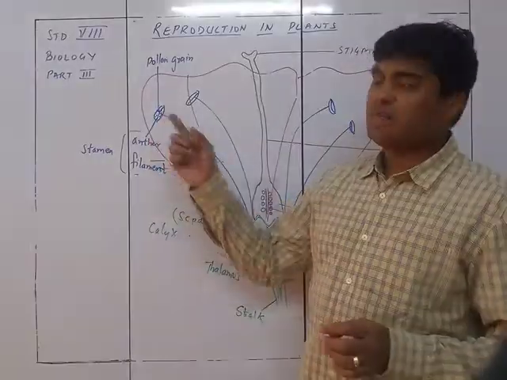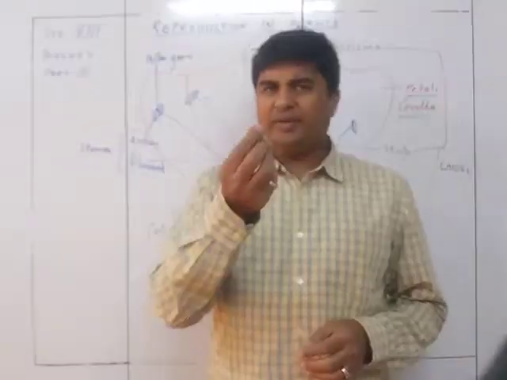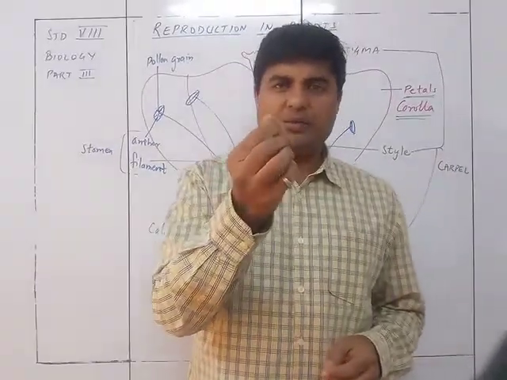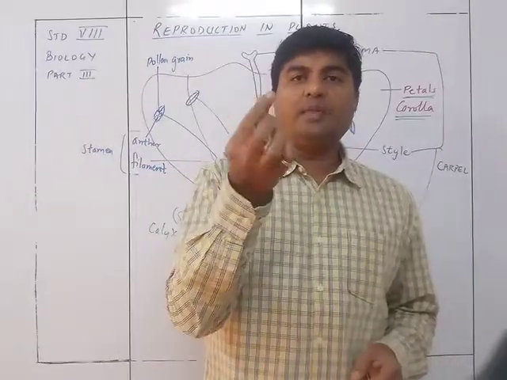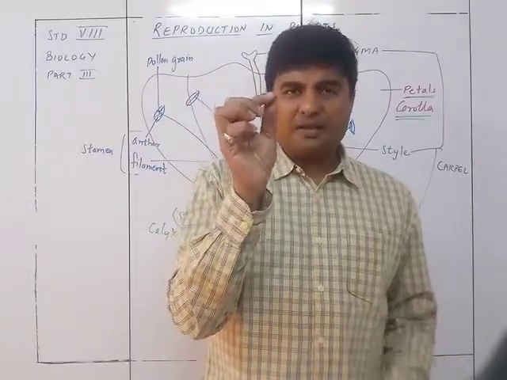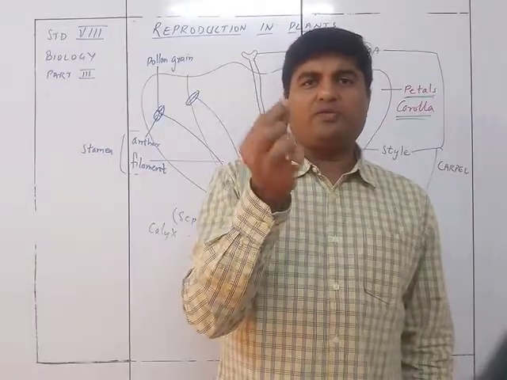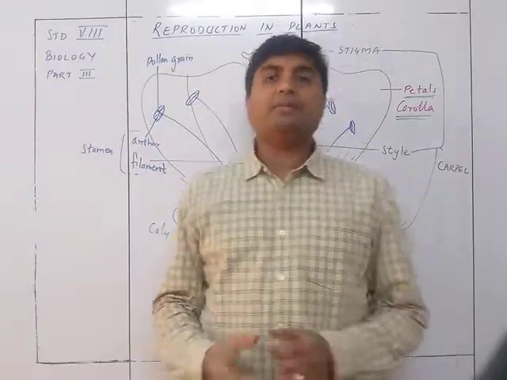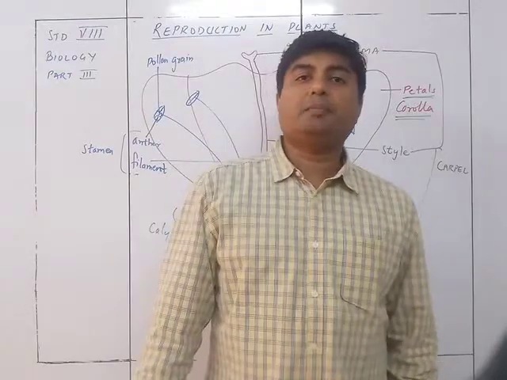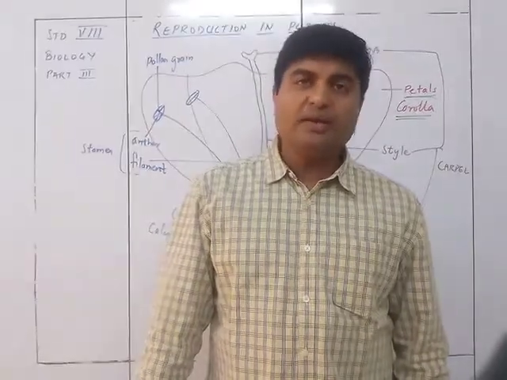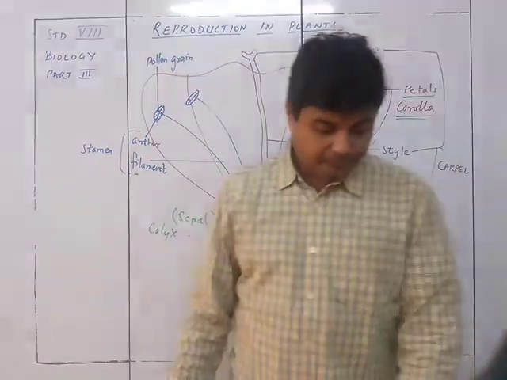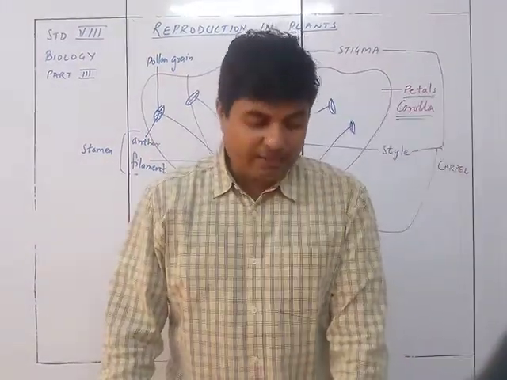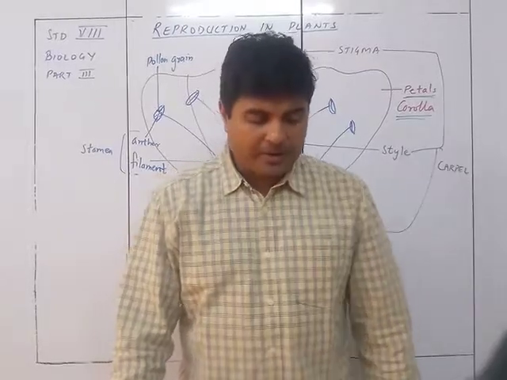So this anther is very soft. If you just press it and pinch it, you will find that you get some very rounded, powdery particles on your finger. The powdery particles are nothing but the pollen grains. So the pollen grains, the male part, are available in the anther. Stamens are the male reproductive part of the flower.